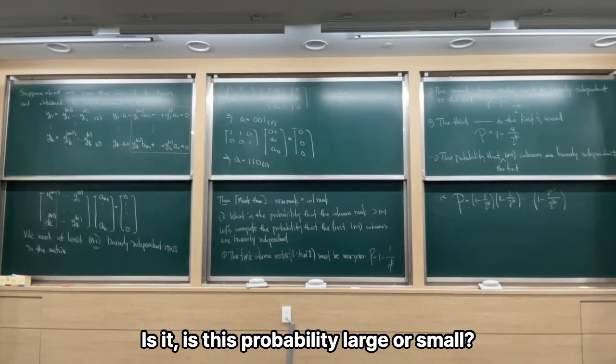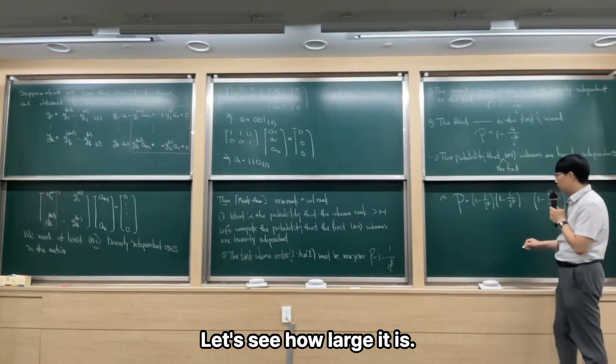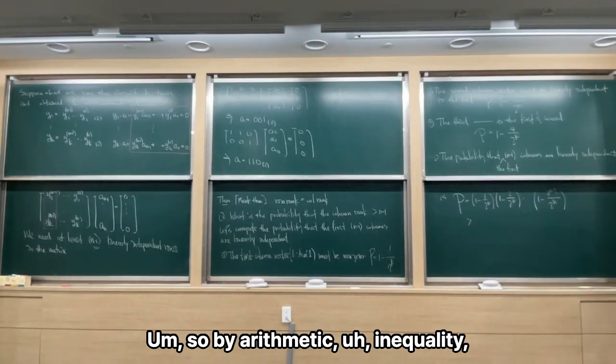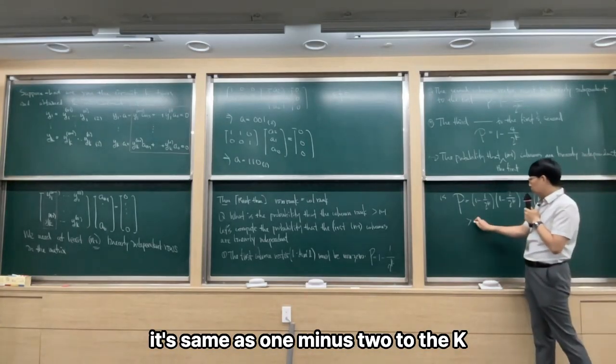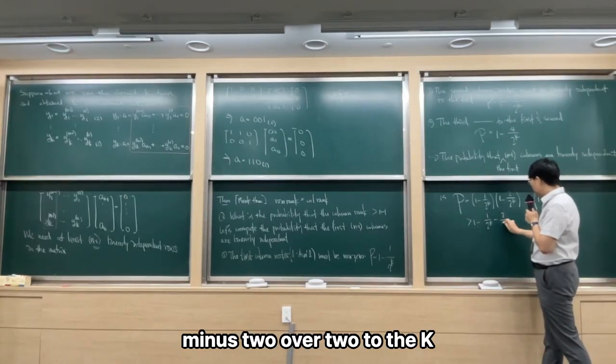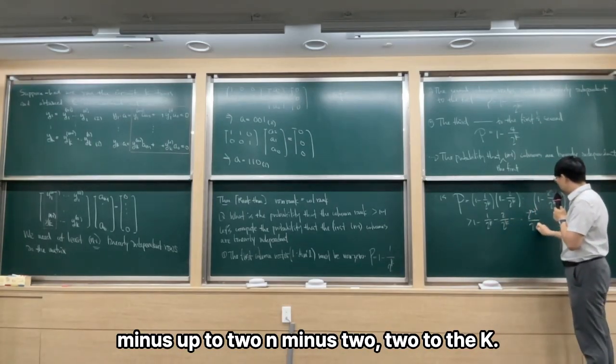Is this probability large or small? Do you think it's large or small? I think it depends on k, but it's pretty large. Let's see how large it is. By the arithmetic inequality, it's at least 1 minus 1 over 2^k, minus 2 over 2^k, minus up to n minus 2 over 2^k.